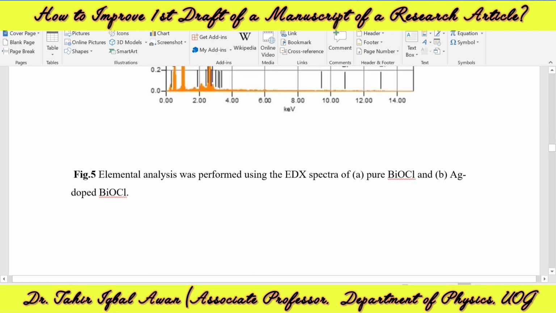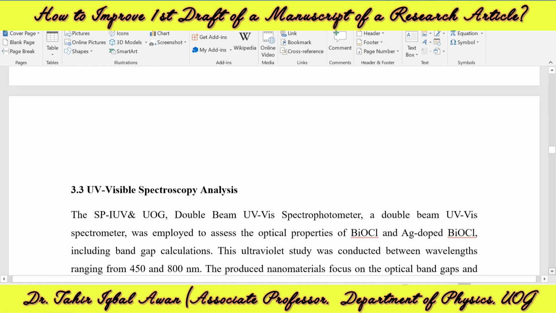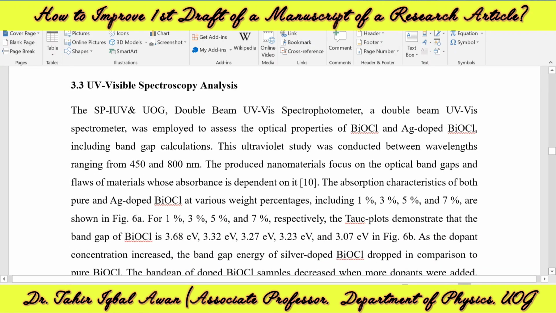And then similarly, figure 5, that's fine. And then let me go through section 3.3, UV visible spectrometer. You can see it looks very odd that we are using a SP-IUV and UOG double beam UV visible spectrometer. A double beam UV visible spectrometer was applied. So avoid repetition. You can phrase a sentence in a way that there are no repetitions.